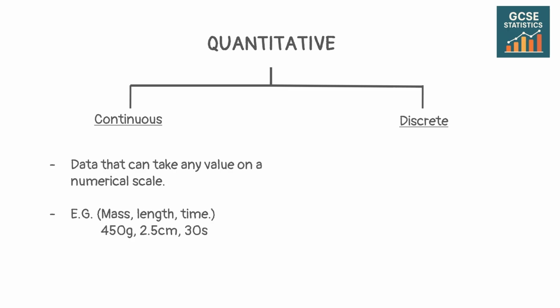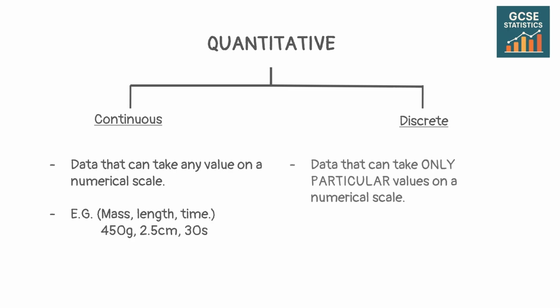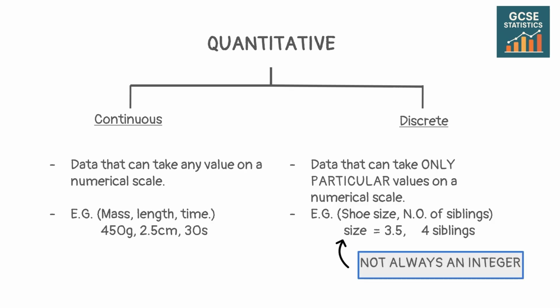On the other hand, we have discrete data, which is data that can only take particular values on the numerical scale. These examples that we have here, shoe size and the number of siblings, both represent discrete data, and they highlight one key thing. A discrete value is not always necessarily an integer value. As we see here, shoe size is discrete but is a decimal. This is because it can only take a definite number of values. Your shoe size isn't 3.52134, but rather it is a whole number or a half, like 3.5 or 4.5. This is what it means by only particular values.